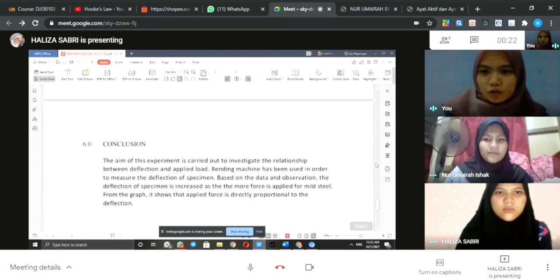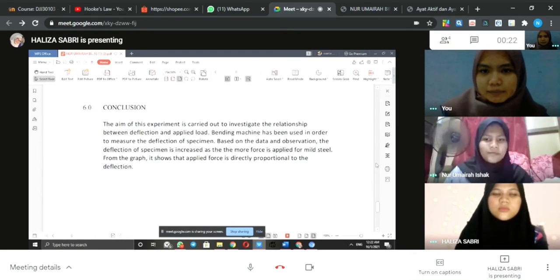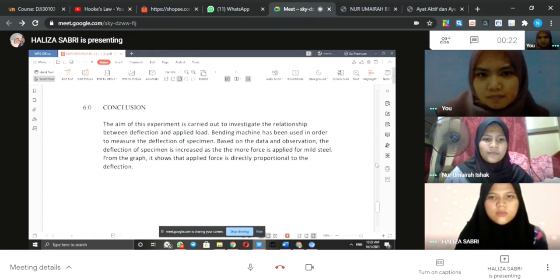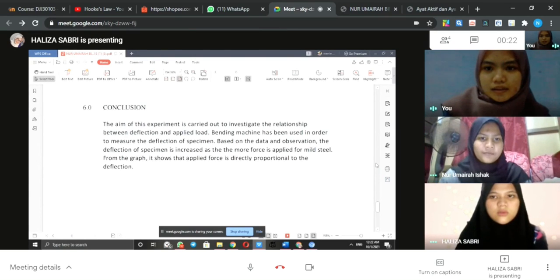Untuk conclusion, the aim of this experiment is carried out to investigate the relationship between deflection and applied load. Bending machine has been used in order to measure the deflection of specimen. Based on the data and observation, the deflection of specimen is increased as more force is applied for mild steel.